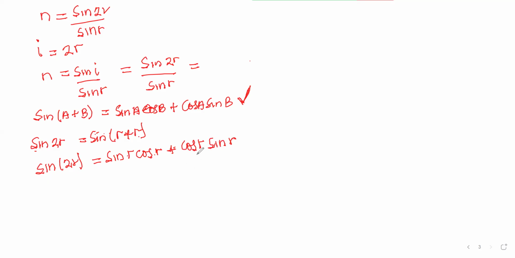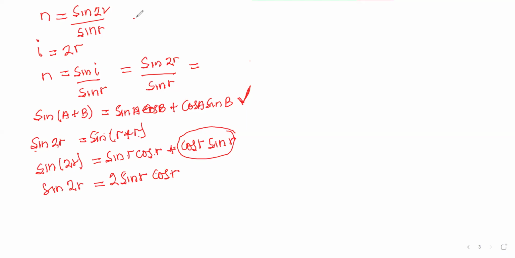But multiplication is commutative, meaning that A times B is the same as B times A. So this part will be the same as sine R times cos R. It doesn't matter which one comes first. So it means that sine 2R would give us 2 times sine R times cos R. This is equal to the expansion of sine 2R.